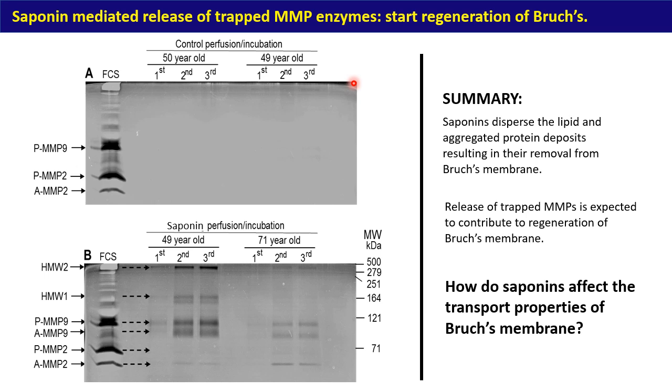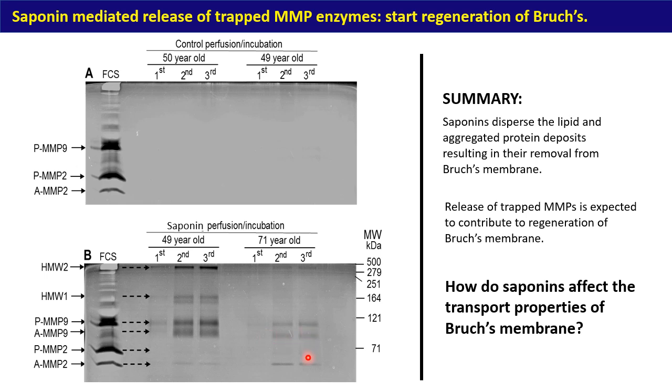Zymography is a specialized electrophoretic technique that allows the detection of MMP enzymes, and these are observed as dark bands. FCS is fetal calf serum and contains MMPs 2 and 9. Perfusion of Bruch's membrane with saline, which is in gel A, does not release any trapped MMP enzymes. Perfusion with saponins, gel B, releases MMP enzymes that can kickstart the regeneration of Bruch's membrane.